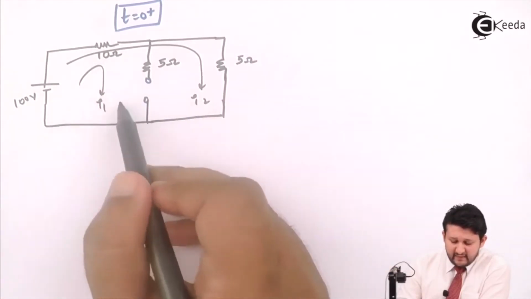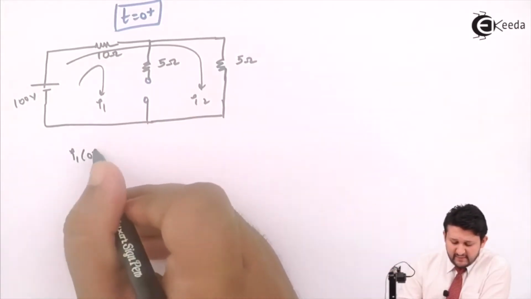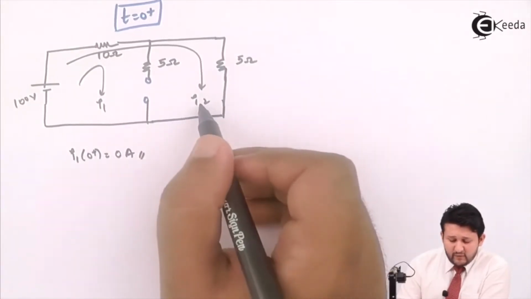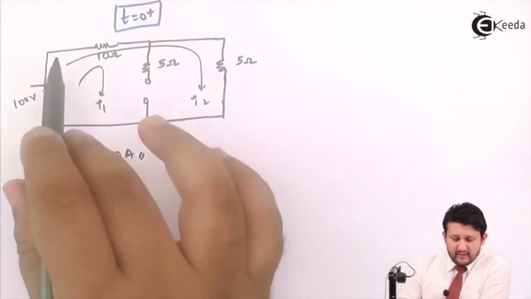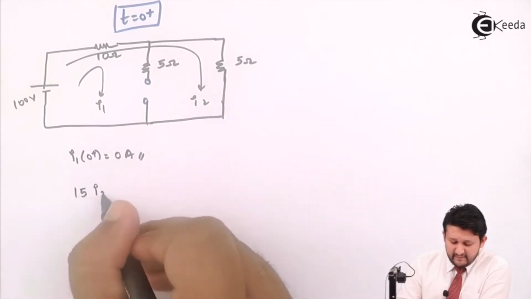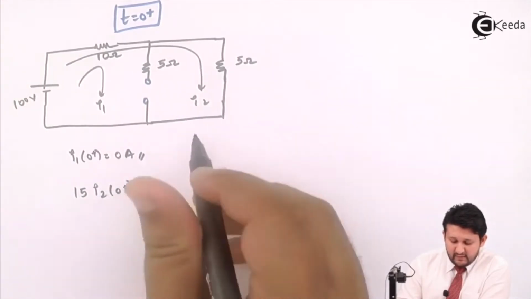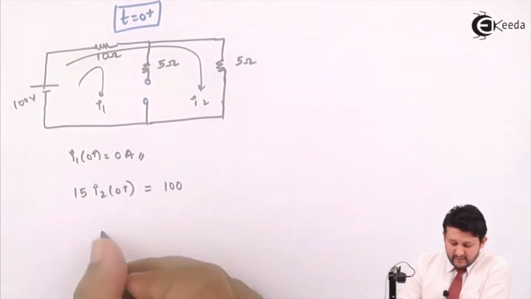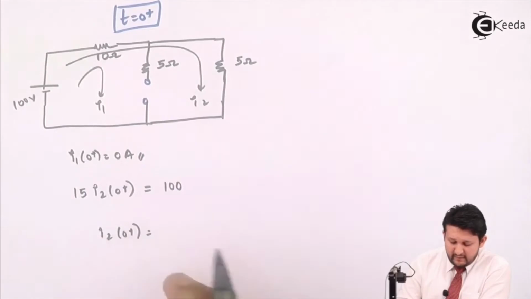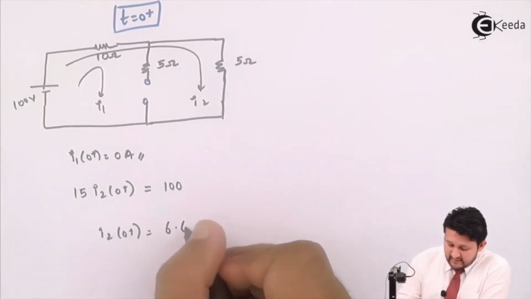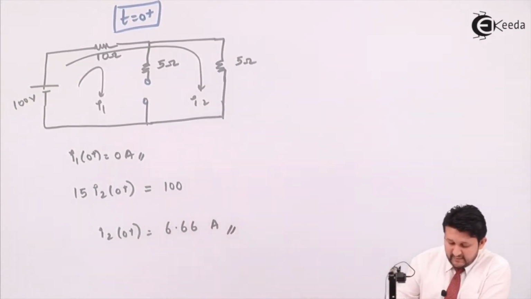If I see I1, the circuit is open, so I1 is nothing but equal to 0 amperes. If I talk about I2, I2 is the outer path. In the outer path I have 2 resistances, add them. So I get 15 I2 of 0 plus equal to 100, the current enters into negative, so it will be positive. So the I2 value which you get in this case is 100 divided by 15, which is 6.66 amperes.